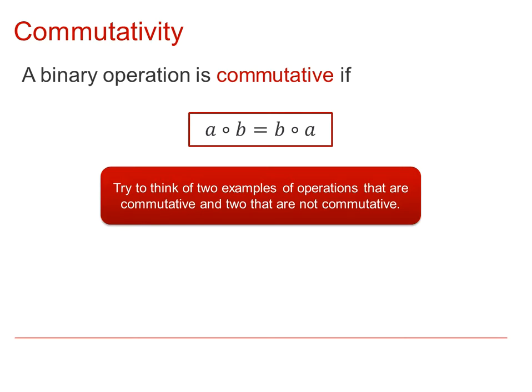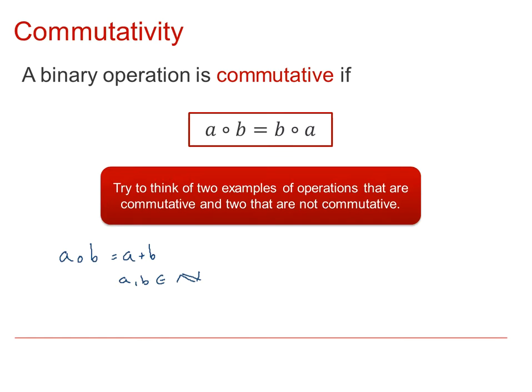So here a couple of examples. One which is addition. We can have A circle B is simply A plus B, where A and B are natural numbers, for example. That would be commutative.